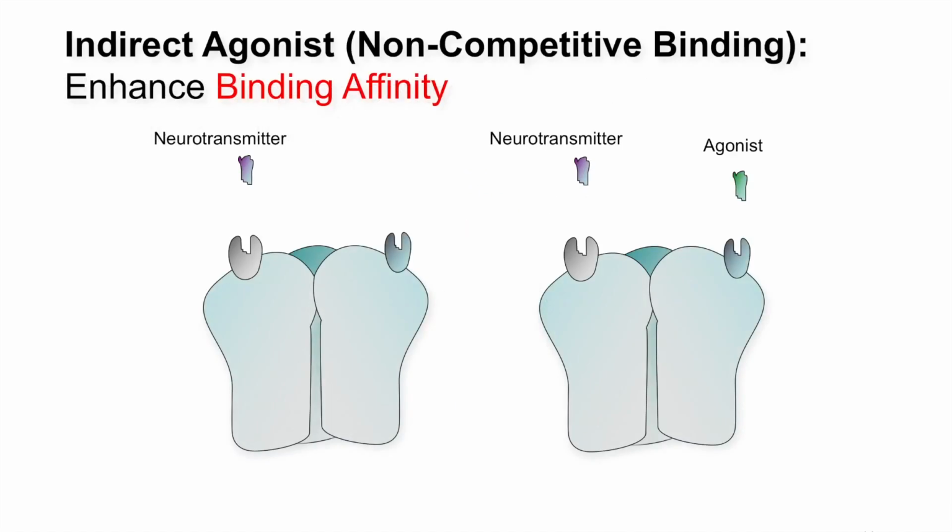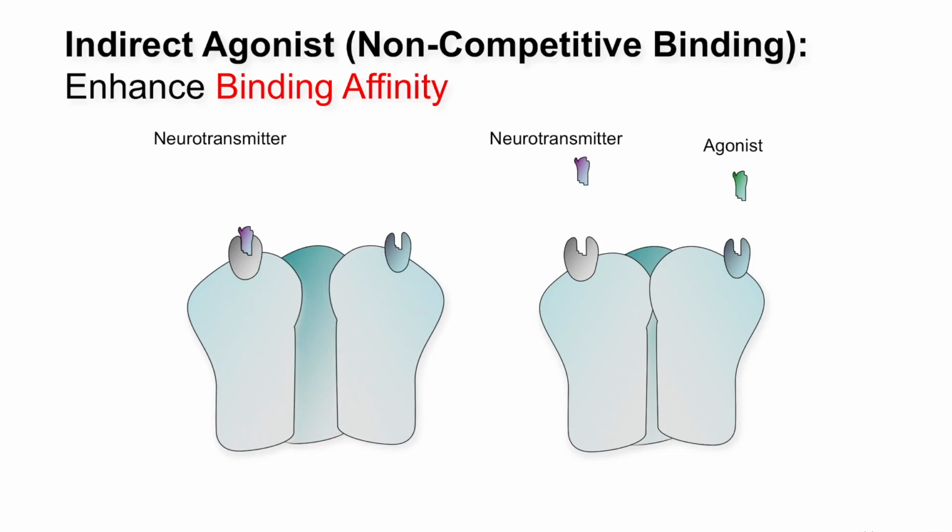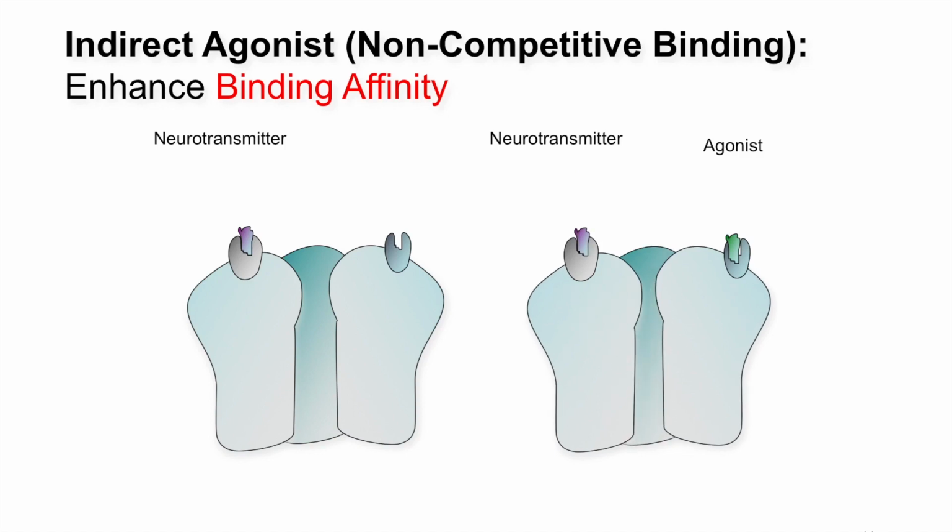Another example of non-competitive binding is an example of an indirect agonist that enhances binding affinity. Here we have a neurotransmitter binding to and activating, in this case, an ionotropic receptor that opens an ion channel. The agonist has its own binding site on the ionotropic receptor, and in the presence of the agonist, the receptor has a higher affinity for the neurotransmitter, making it more likely that the neurotransmitter will bind and activate the receptor.